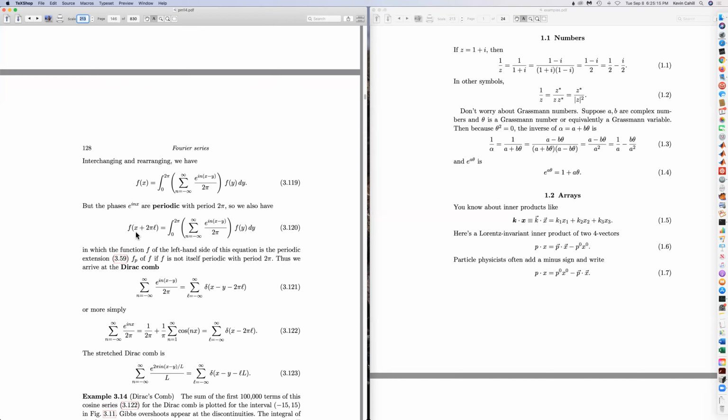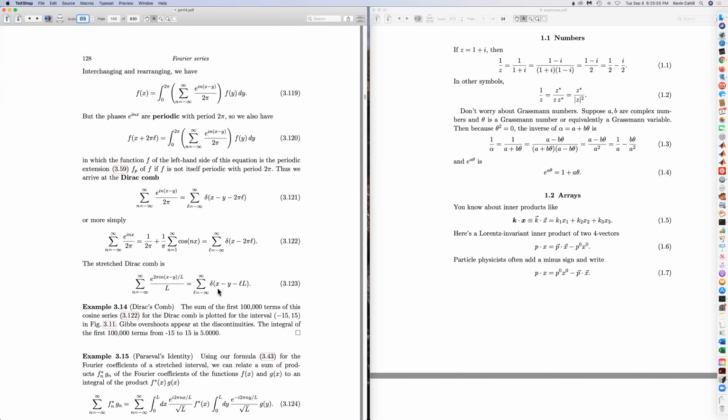And this thing on the right-hand side is the periodic extension of f. It's the same as f of x if f of x is periodic, but if f of x is not periodic, then it's just the periodic extension of f of x. And so by comparing these, by looking at this formula, what we see is that this infinite sum of phase factors is an infinite sum of delta functions. And this is called the Dirac comb.